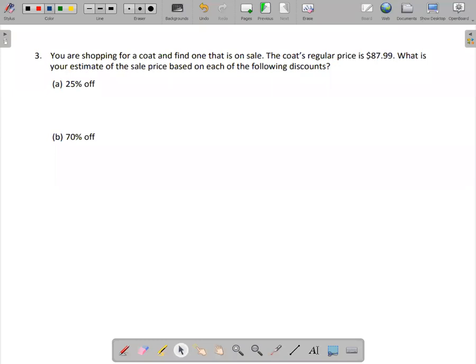We are shopping for a coat. We find one that's on sale. The coat's regular price is $87.99. What is your estimate of the sale price based on the following discounts? So first thing I'm going to say is, well, that's pretty darn close to $90. With this 25% off, 25% is about a quarter. So I want to know, what is a quarter of 90?